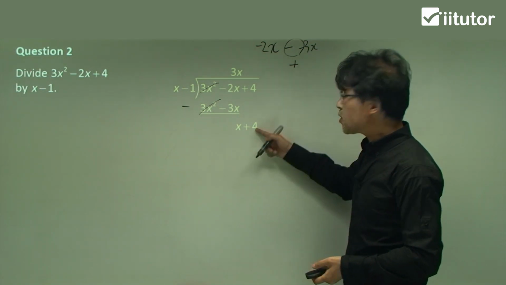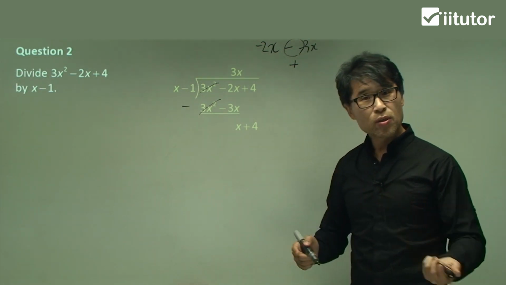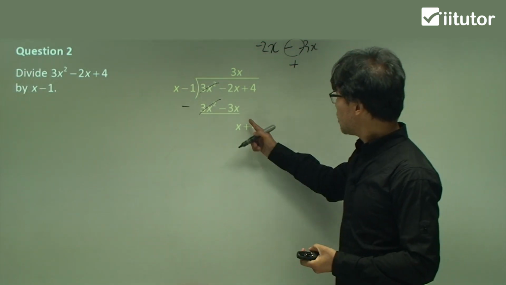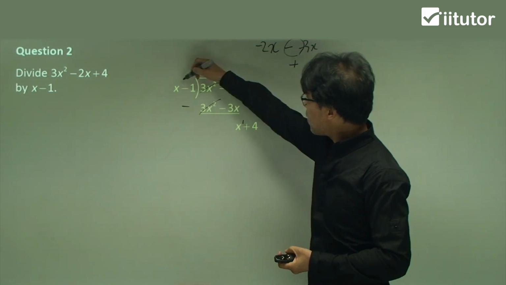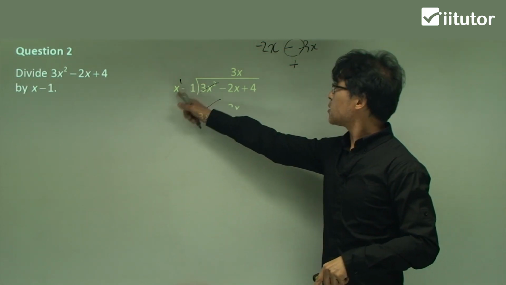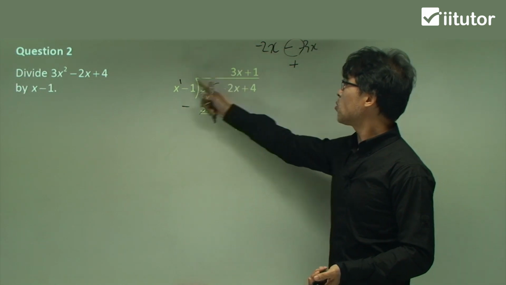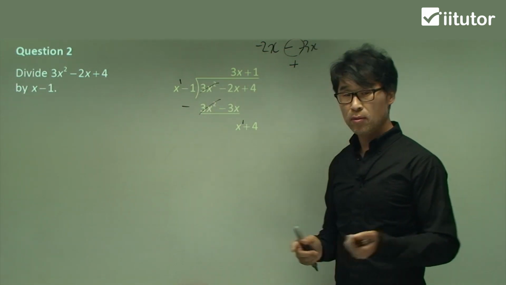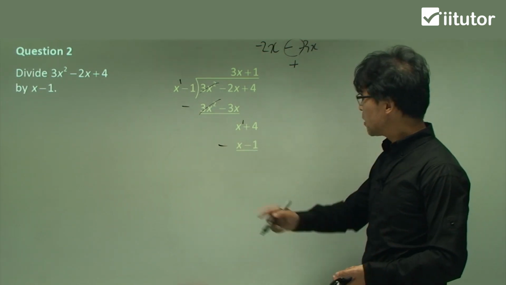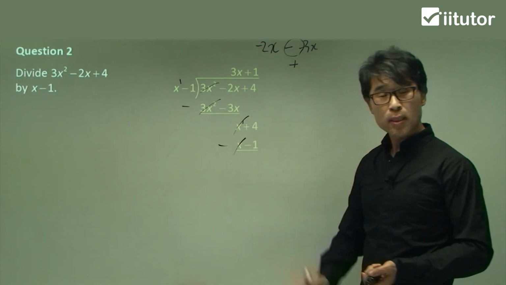And then 4 is carried over. Ask yourselves now, do we need to continue or stop? Some people may say stop. No. The power is still 1, the same power. We have to continue. So x times what is x? It's clearly 1. And multiply them. So x minus 1 times 1 is the same term, x minus 1. And then make sure we subtract. x minus x is gone. 4 minus minus 1 is 5.